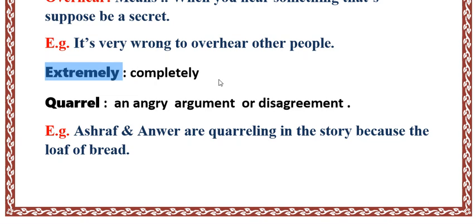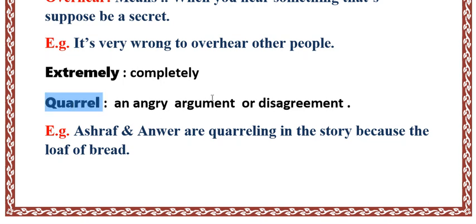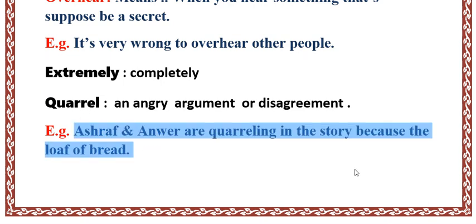Quarrel. Quarrel means an angry argument, an angry conversation, an angry speech between two persons. And we have a famous example for the word argue. You remember when I told you never argue with your parents, never argue with your teachers? So the verb argue means to speak in a loud voice and say some bad words in very bad behavior. Argue equals quarrel, by the way. Who are quarreling here in our story? Ashraf and Anwar are quarreling.